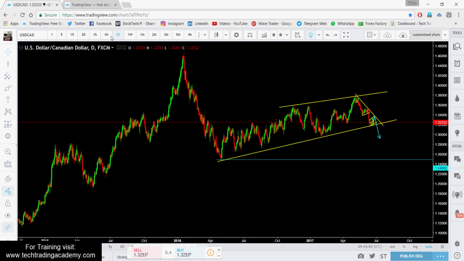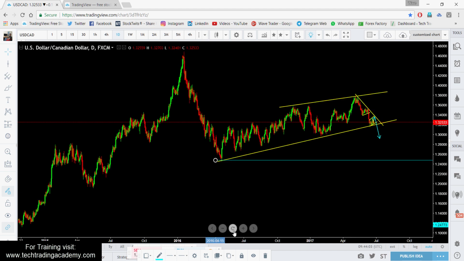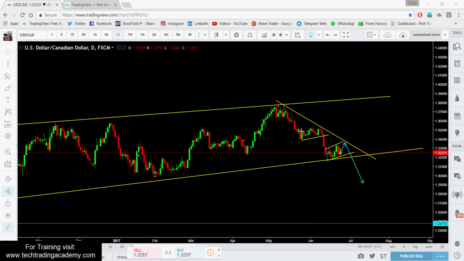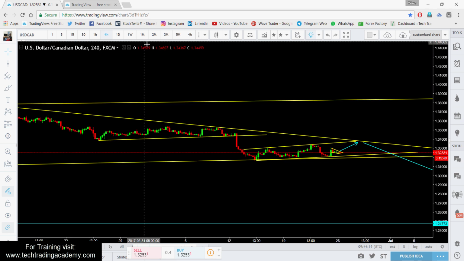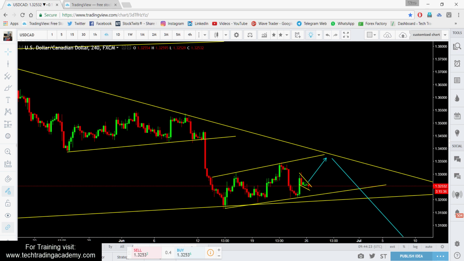USD CAD. USD CAD is just forming a trend continuation pattern on the bigger time frame, the daily time frame. You can see continuation formation. We are having another continuation formation. This trade may appear over there, this trade up to this bottom, where we need to pay attention. We need to pay attention at that area.